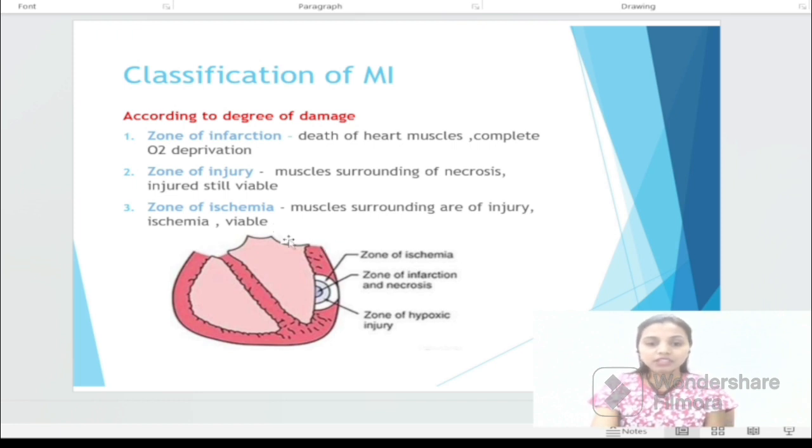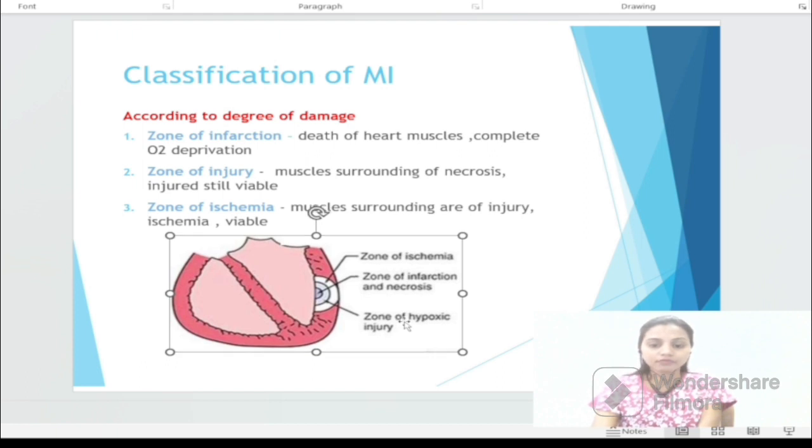Okay. So these are the types of myocardial infarction according to degree of damage. Three types of degree cause myocardial infarction. Okay, got it. So next classification.